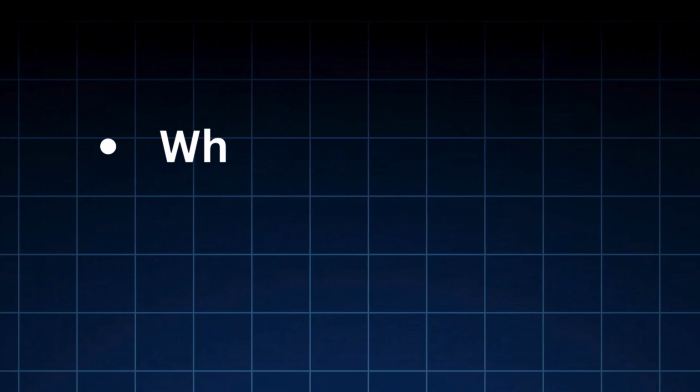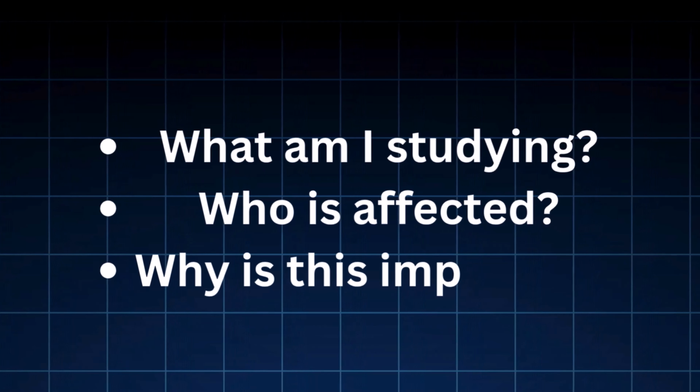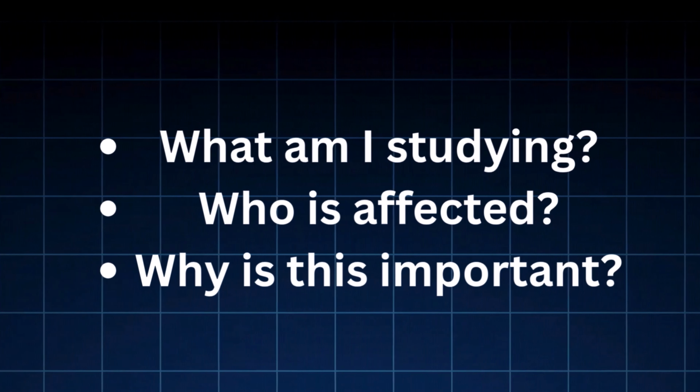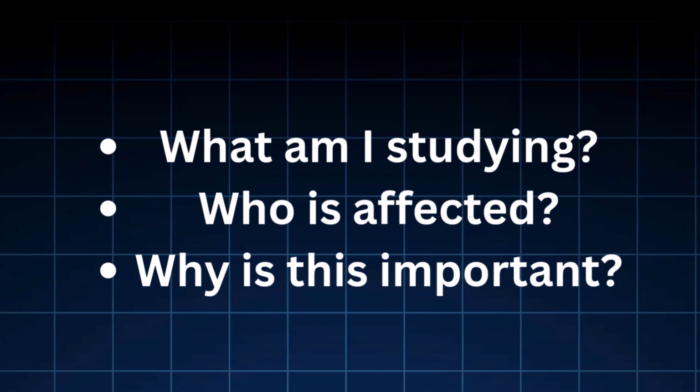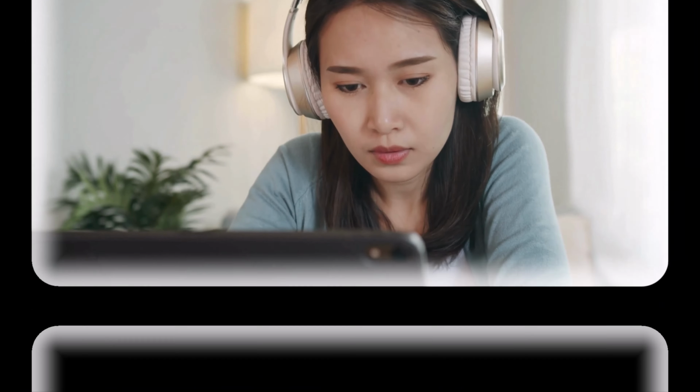Before writing a research problem, ask yourself 3 simple questions. What am I studying? Who is affected? Why is this important? For our example, we are studying how social media affects people's mental health, particularly university students and young adults who spend several hours online every day. This gives us the background for the problem.